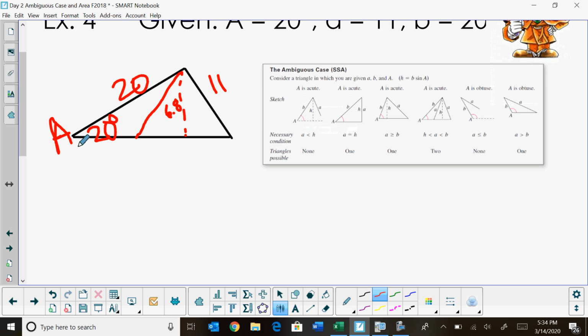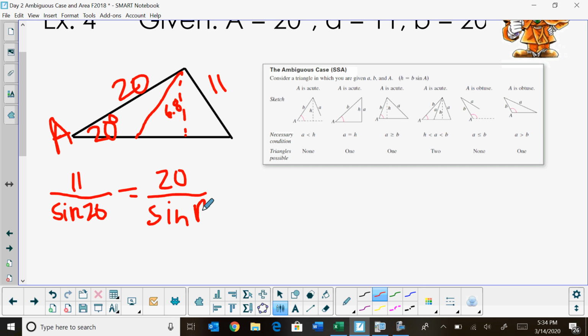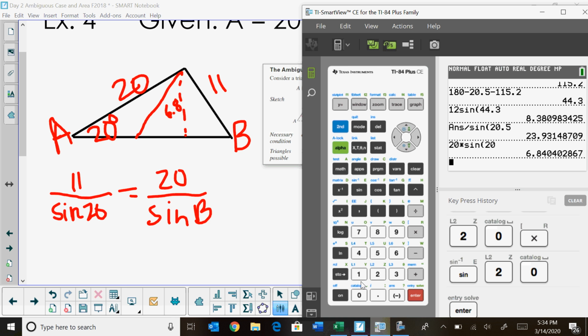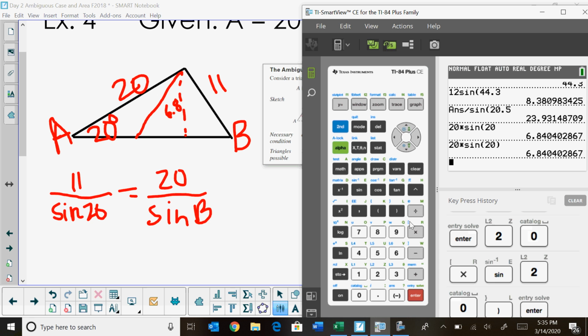Let's set it up. We take 11 over sine 20 is equal to 20 over sine B. Let me label this B. Grab your calculators and take 20 times sine 20, which we just got a second ago. I could have just used that in the calculator because that's just the height. Then we divide that by 11.